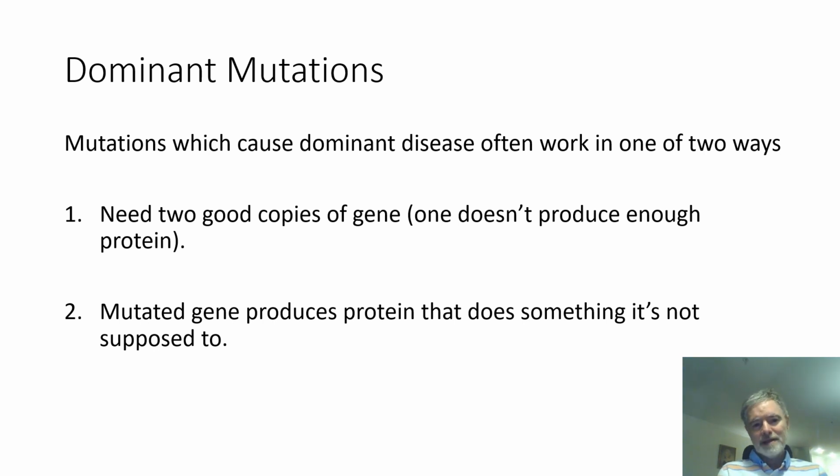Okay, so why is that? Well, there's a couple different reasons. Maybe you simply need two good copies of the gene. One isn't enough. It doesn't make an adequate amount of the protein from just one copy of the gene. But another one is, what if it produces a protein, but the protein behaves in some way that it's not supposed to, and wouldn't if it had the correct sequence.